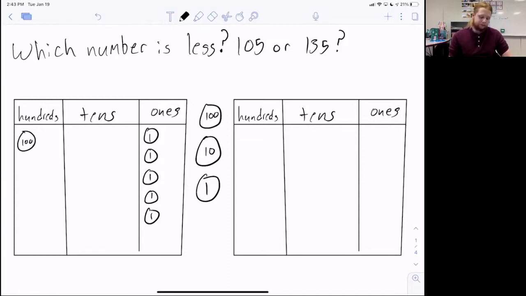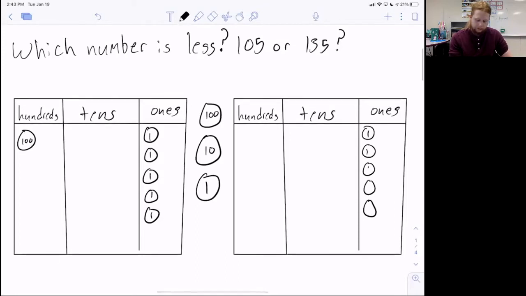All right. Now with 135, let's try that. So again, there's 5 ones. 1, 2, 3, 4, 5. But this one's a little different. It has 3 tens. So there's a 3 in the 10 spot, which means we need 3 disks, all with 10 in them. And hundreds, there's still a 100 disk.